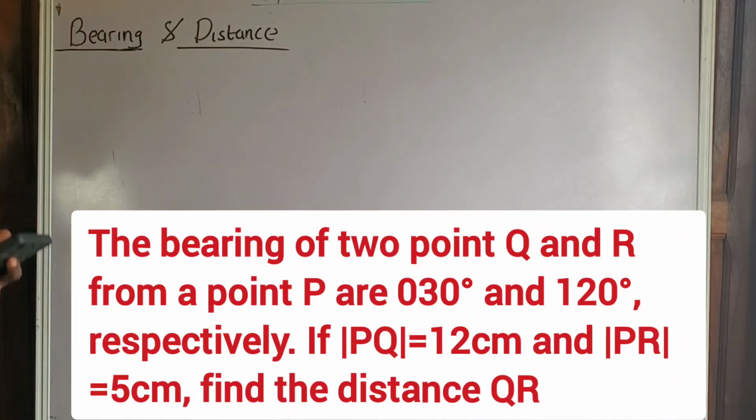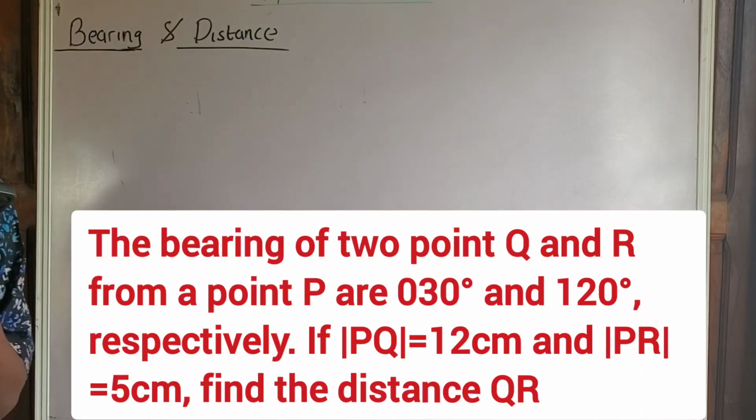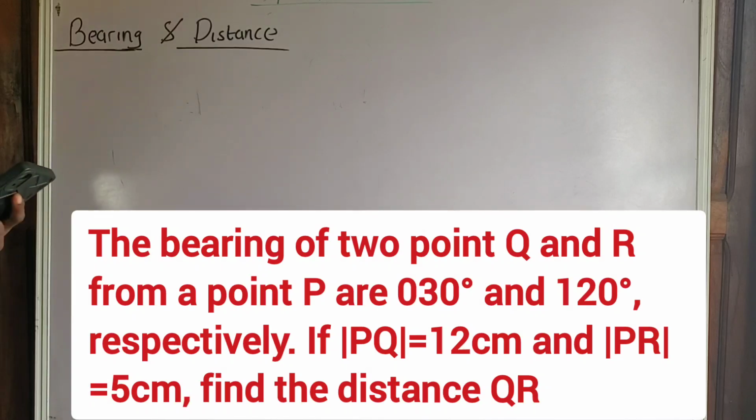Let's proceed to the next question. The bearing of 2 points Q and R from a point P are 30 degrees and 120 degrees respectively. If PQ equals 12 centimeters and line PR equals 5 centimeters, find the distance QR.